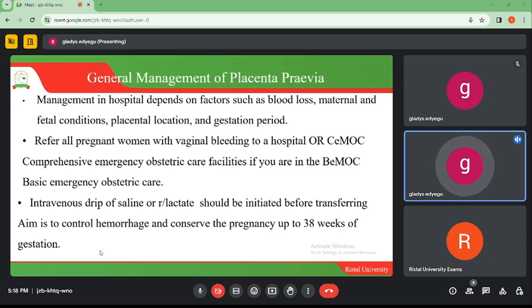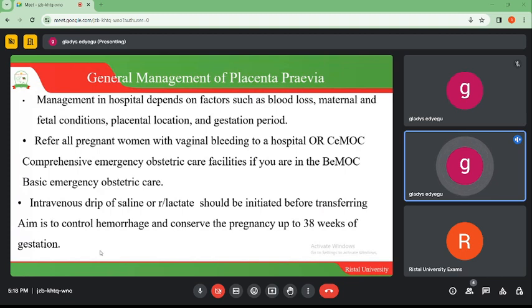So CMOC in full is comprehensive emergency obstetric care facility, and it's like from health center 4, referral hospitals, and rural hospitals, and then we have the national hospitals where we can get all the services to take care of these emergency obstetric conditions. Then we have the BMOC facilities, basic emergency obstetric care, whereby we provide what we can so that we can handle the emergency, maybe the cesarean sections, and that can be in a health center too.